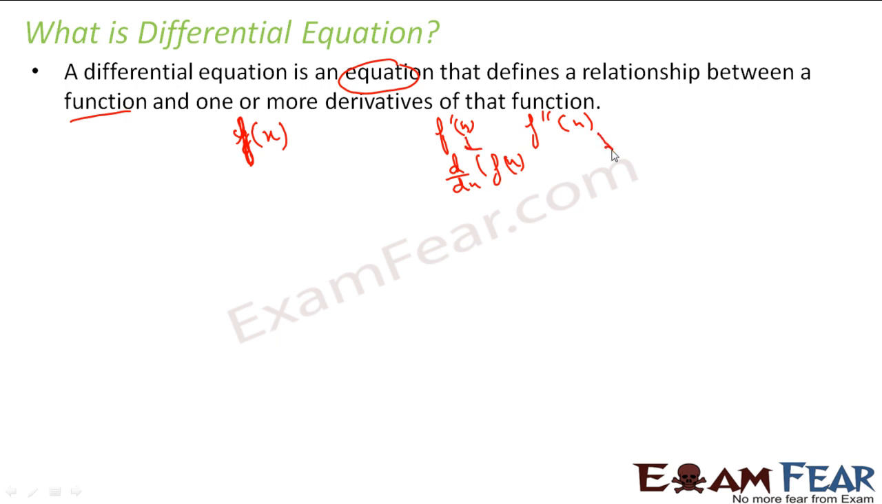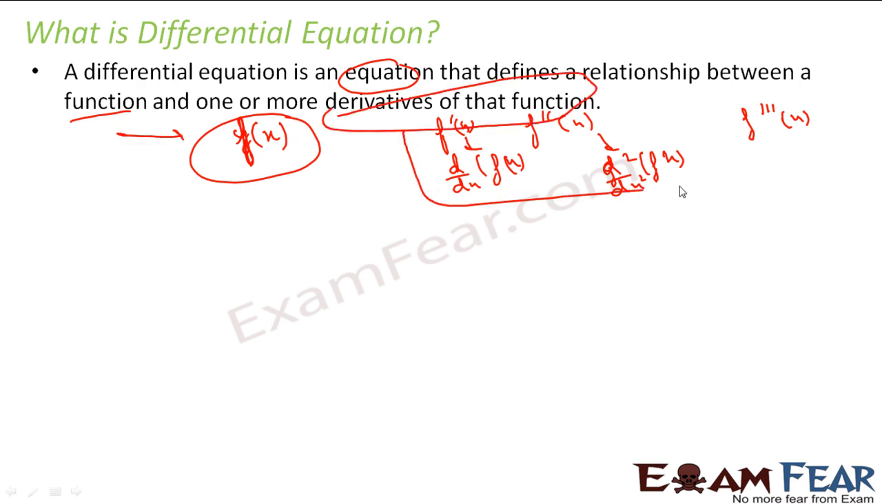What is f double dash x? It is d2 by dx2 of f(x). Or you can have f triple dash x. So this is nothing but a relationship between this guy, that is a function, and derivatives of the function. These guys are my derivatives of the function. That means any relationship between this bucket and this bucket will be my differential equation.